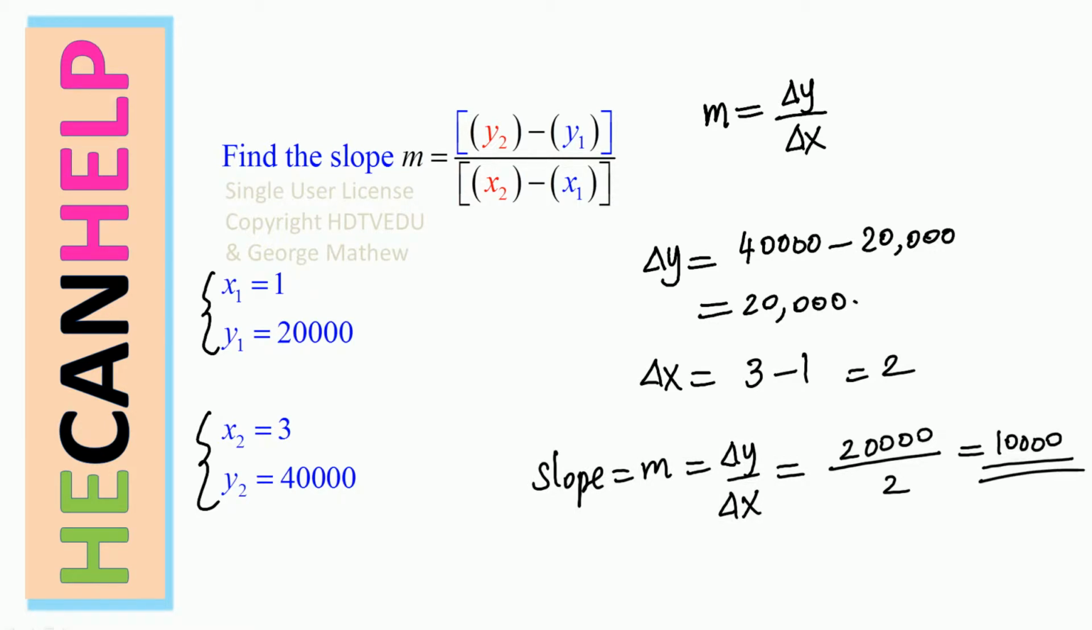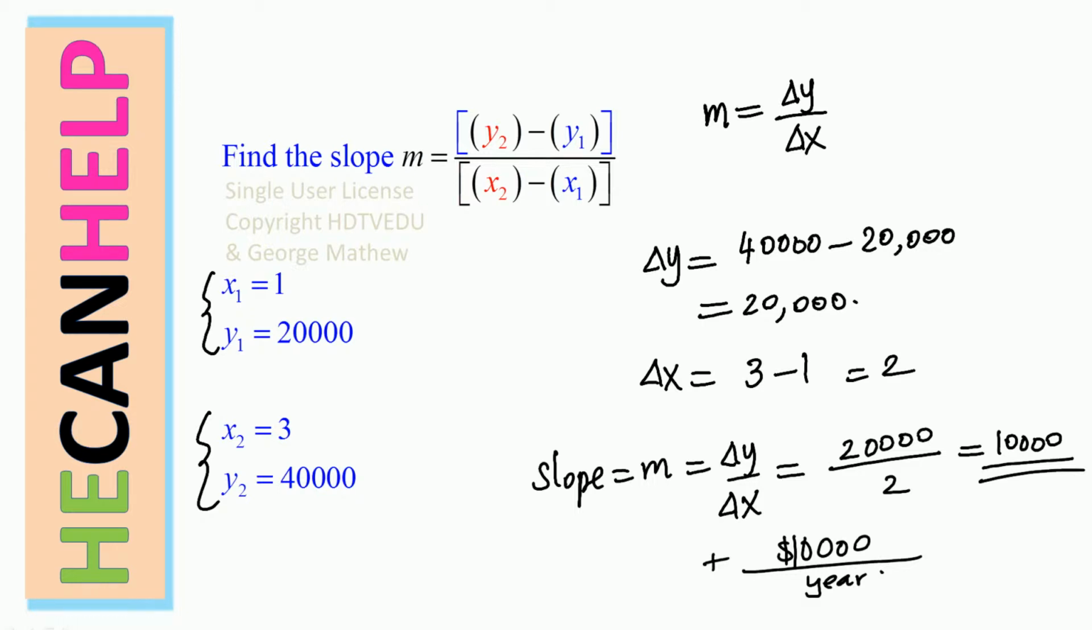Slope is 10,000. What does that mean? It is $10,000 per year. So that's how much your slope is. Is it positive or negative? Fortunately, it is positive. So what does that mean? This person's income is growing at the rate of $10,000 every year.